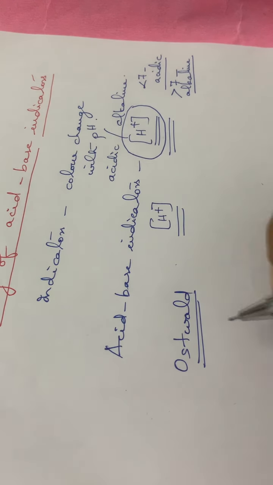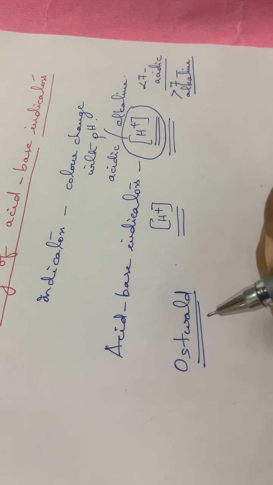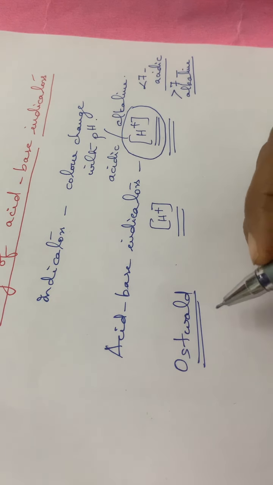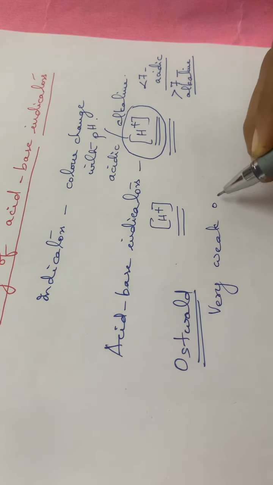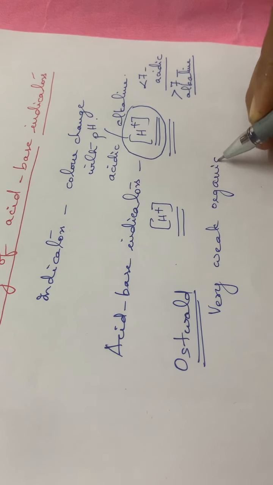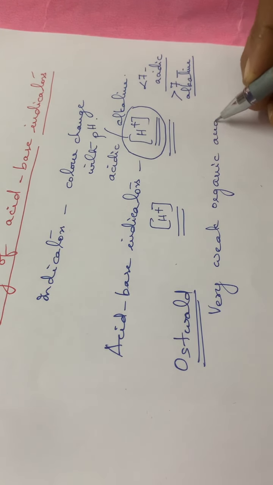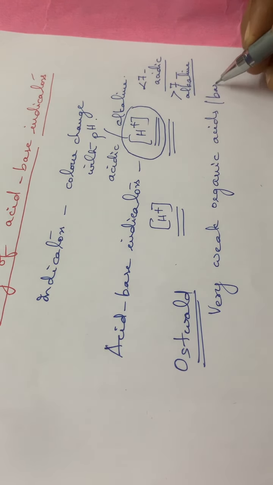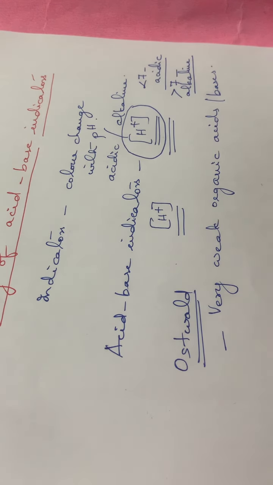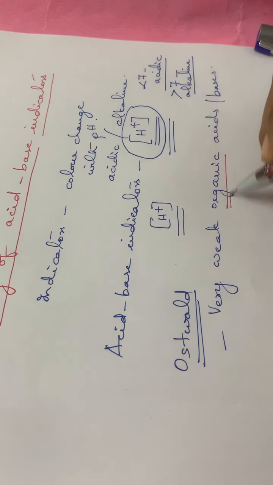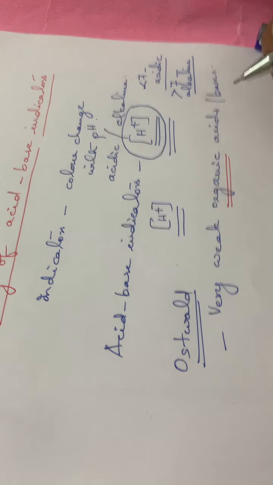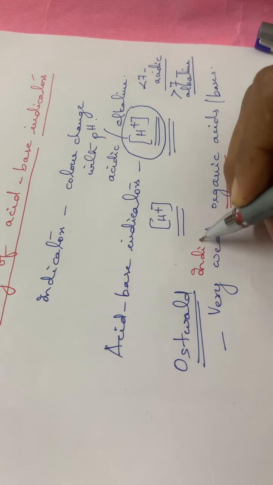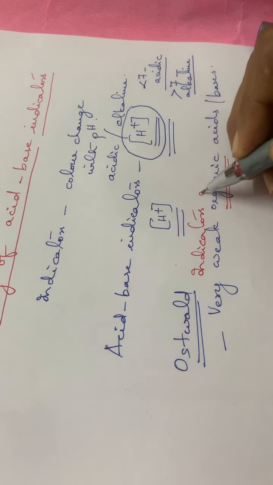The basic concept of this Ostwald's theory of acid-base indicators is that these indicators are very weak organic acids or bases. That is the primary concept, or the basic concept, of Ostwald's theory of acid-base indicators. Indicators are very weak organic acids or bases.